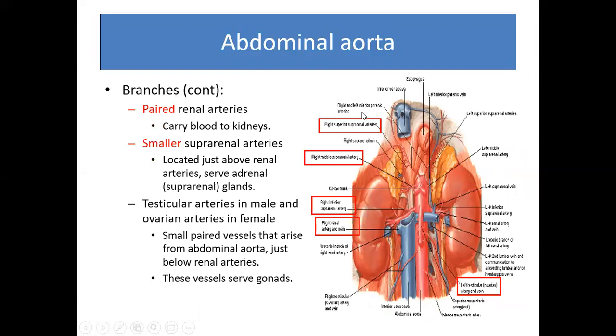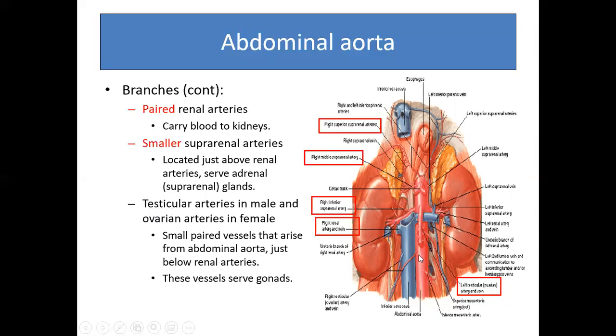And the other branches that arise from the abdominal aorta are the renal arteries. If you see from this picture, this is the right renal artery and this is the left renal artery. The renal arteries are two in number, a pair. They carry blood to the kidneys. So we have the right kidney here, and this is the left kidney. We also have the smaller suprarenal arteries. If you see from this picture, we have the inferior suprarenal artery and the middle suprarenal artery. The suprarenal artery is located just above the renal artery.